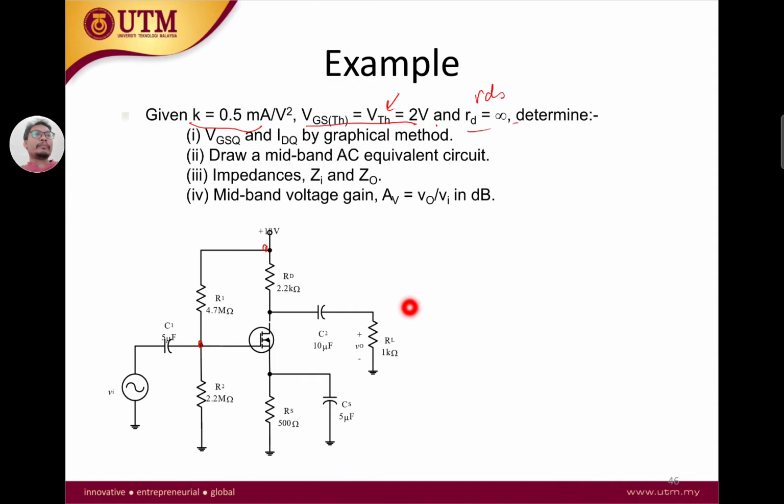So the first task is to find Vgsq and IDQ by the graphical method. We have already done this in last week's topic, on how to obtain Vgsq and IDQ using the graphical method on the voltage divider bias circuit. Some other characteristics you can see: we have a bypass capacitor, and we also have a source resistance. So it is a source resistance and bypass type of voltage divider bias circuit.